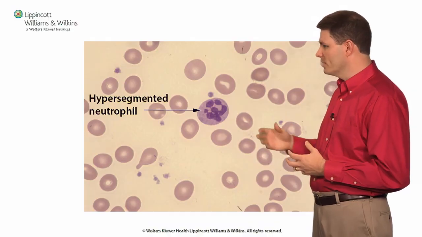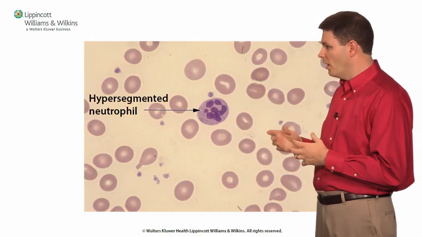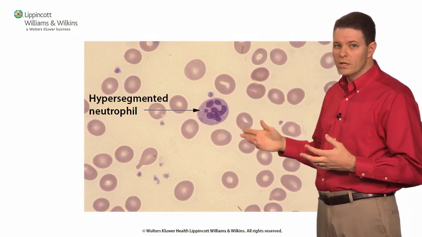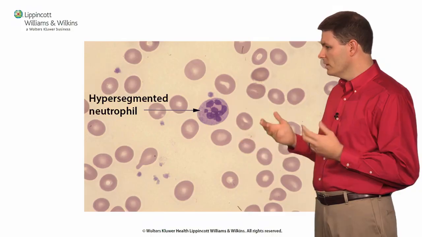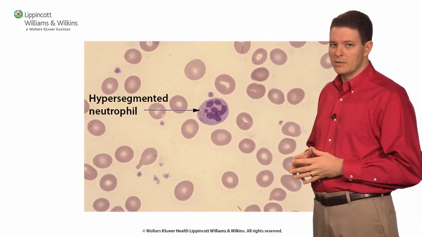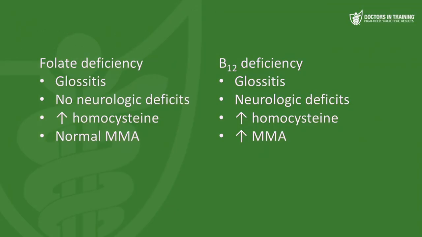So if they show you a smear with big red cells and then off in the corner is this lonely little neutrophil, you might tend to ignore it. But if you notice that the nucleus has more lobes than normal, think about megaloblastic anemia. And folate and B12 deficiency can also sometimes cause glossitis, or inflammation of the tongue. B12 deficiency can cause neurologic defects like peripheral neuropathy and also dementia. Folate deficiency won't cause those. That's a very important distinguishing point.